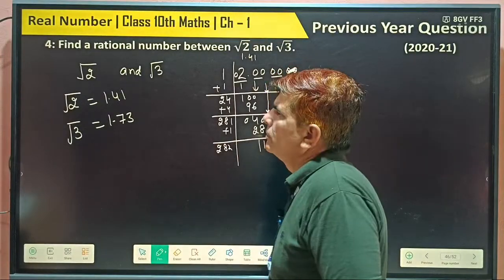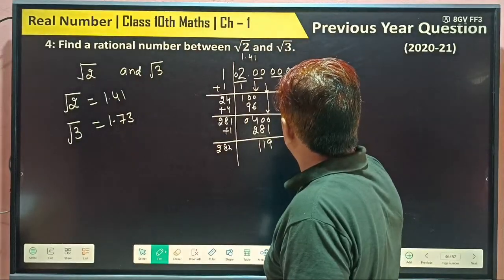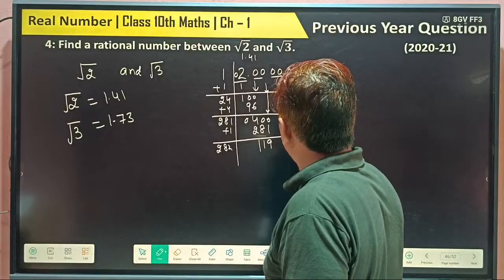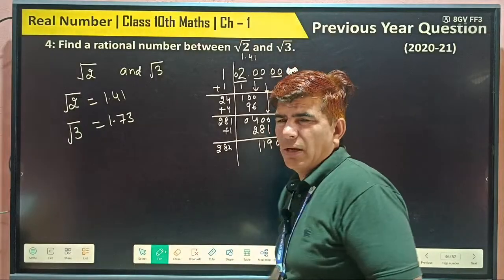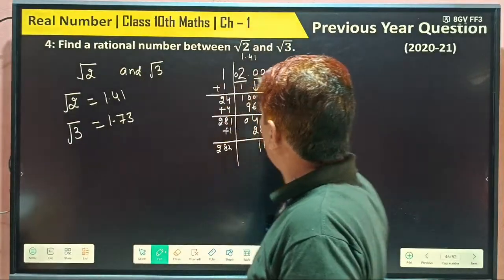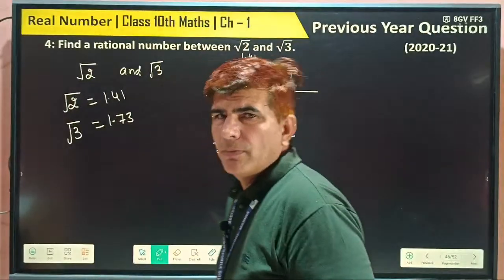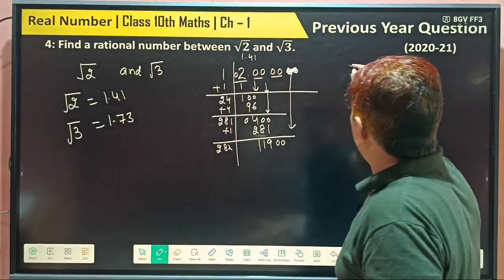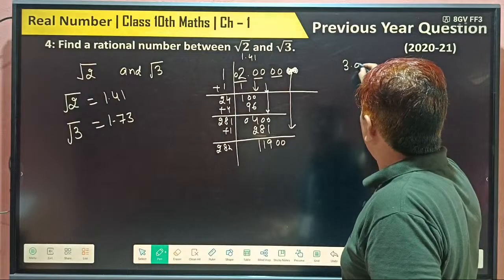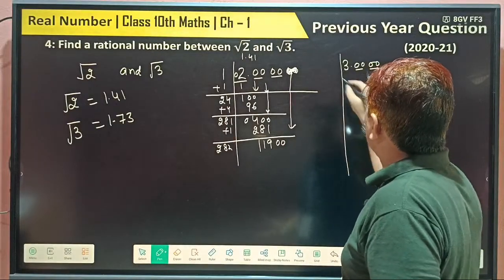If you want to find out more places, here once more they can find out this. But our aim is not that. Our aim is to find out a rational number between these. If you know these values, you can easily write. So on root 3, same on root 3. I am telling you up to 2 places.